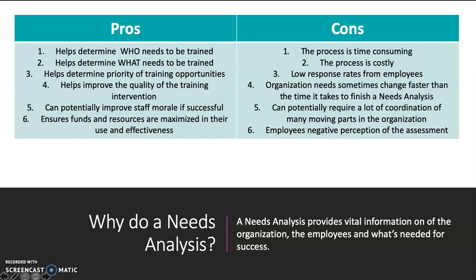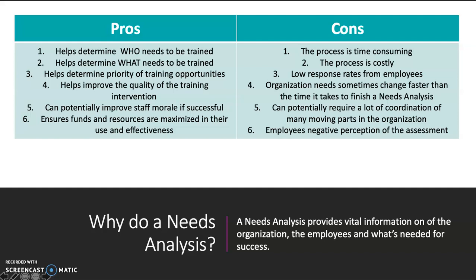Once you've identified staff not knowing how to use the computer as a training opportunity as well, you can determine the priority alongside not knowing how to use the program on the computer. 4, helps improve the quality of the training intervention. If you're focused on the correct issues and you're providing it to the correct people in the correct way, you're more likely to find the better solution.